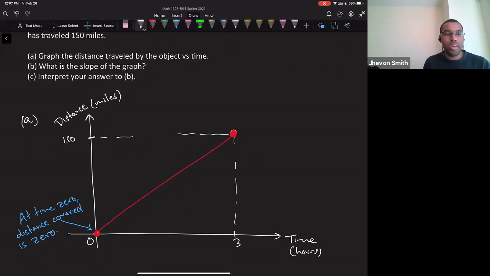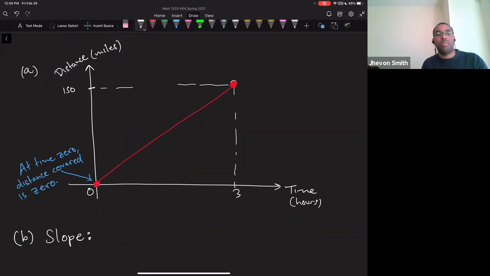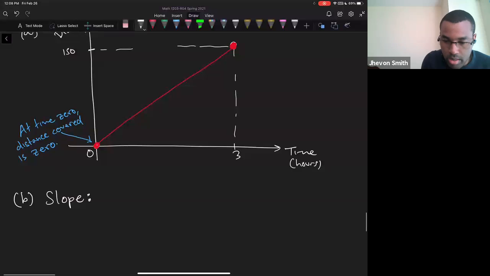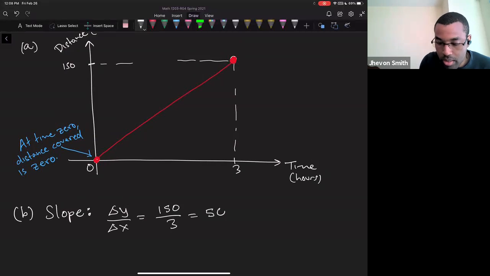Okay, now I asked a very leading question. Your Honor, he's leading the witness. What is the slope of this graph? So B, how do you go about finding the slope? Change in y over change in x. With here, you can see, if you label it, it's delta y over delta x. So the y value has changed by 150, the x value has changed by 3, so it's 50.